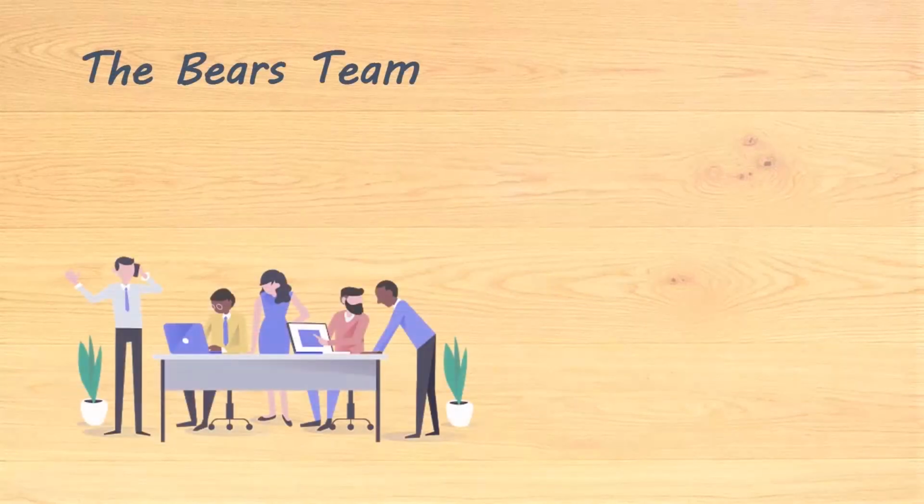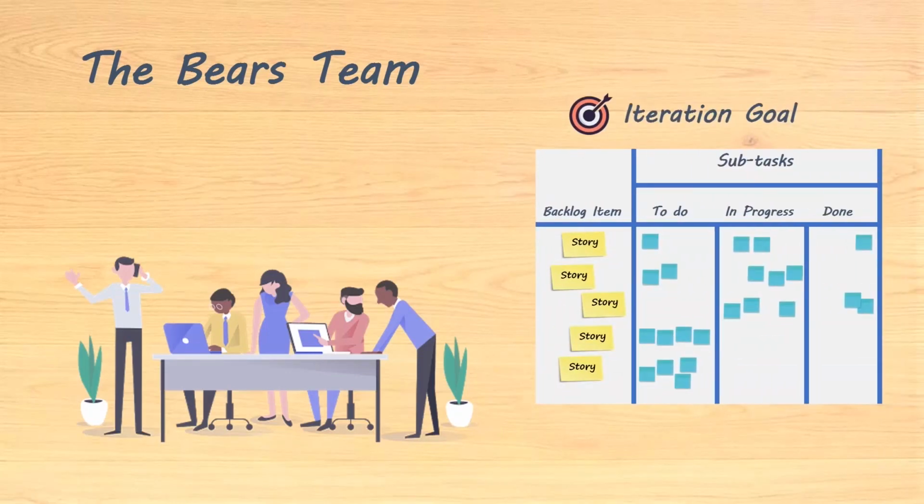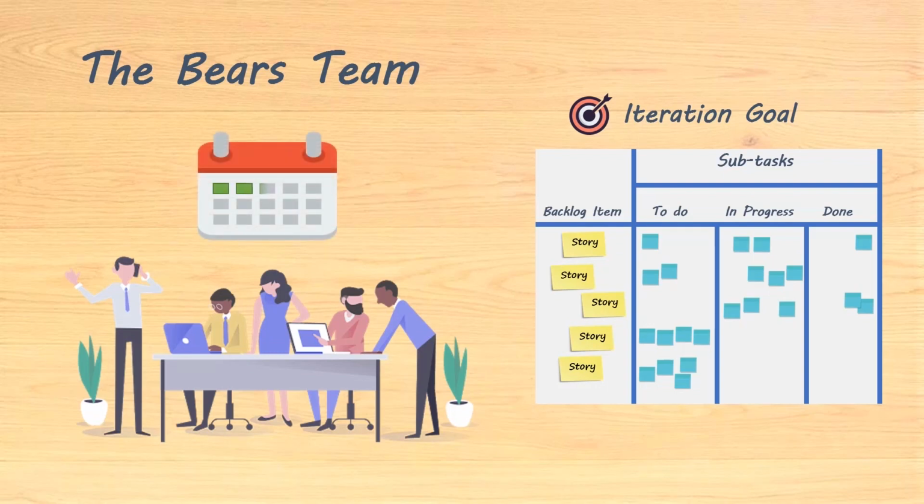Now let's take a look at the Bears team. The Bears team is developing a new solution and have recently started a new iteration. Everyone is busy working to reach the iteration goal, and to do so, they need to deliver several user stories. As they move forward in the iteration, stories keep progressing in their usual development lifecycle. The team is confident that they will have them done by the time of their iteration review.